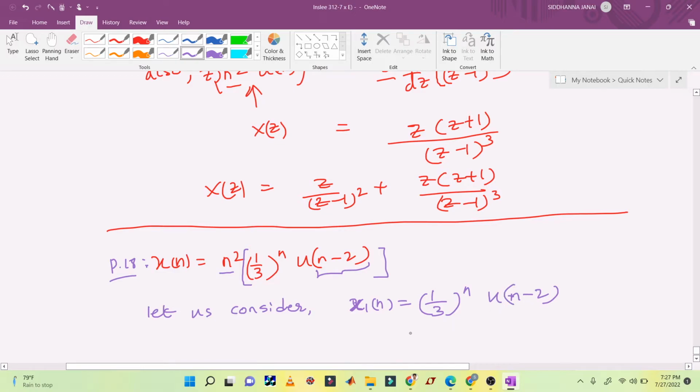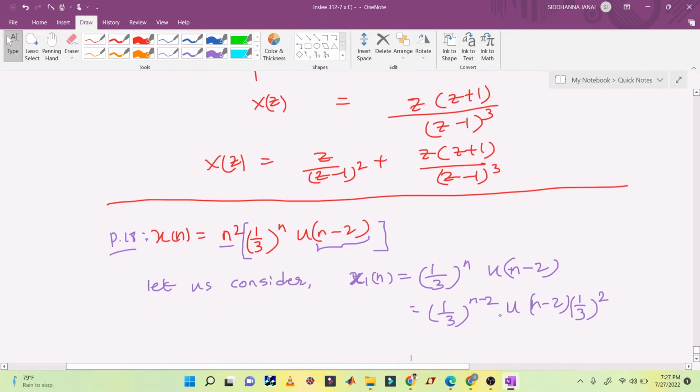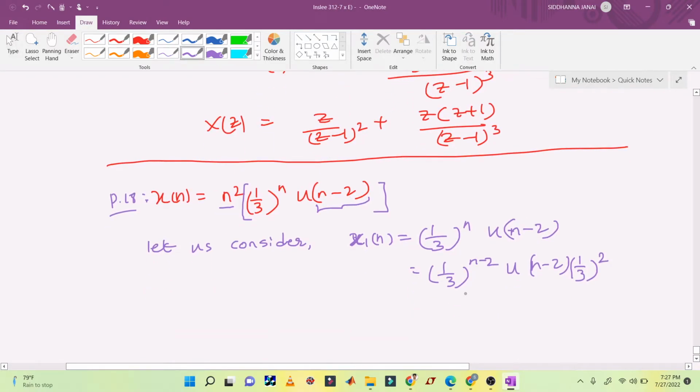Here n minus 2 is there. Here also what I will put is 1 by 3 to the power n minus 2 u of n minus 2. I have put n to the power minus 2, so 1 by 3 square I will multiply. So this minus 2 and plus 2 will cancel and the result is same. So now 1 by 3 whole square is what? 1 by 9 multiplied by 1 by 3 to the power n minus 2 u of n minus 2.